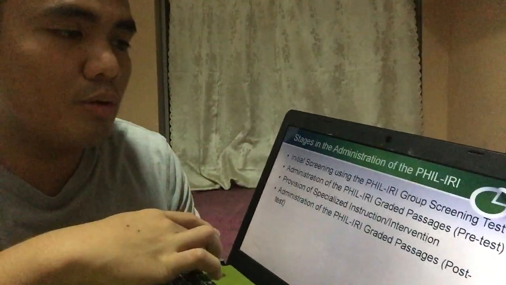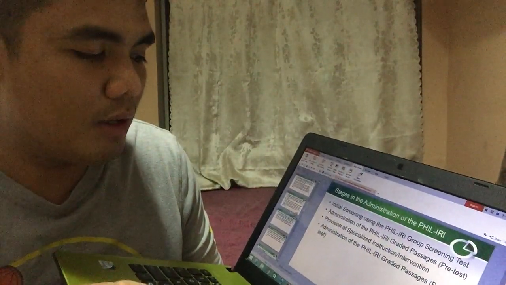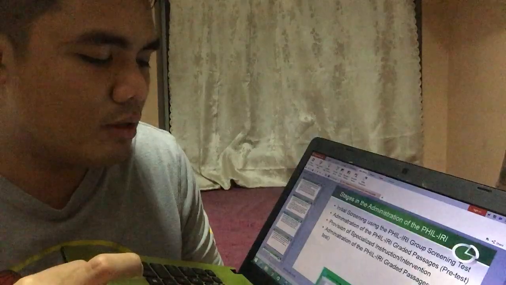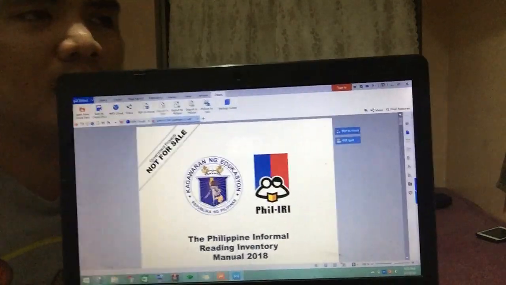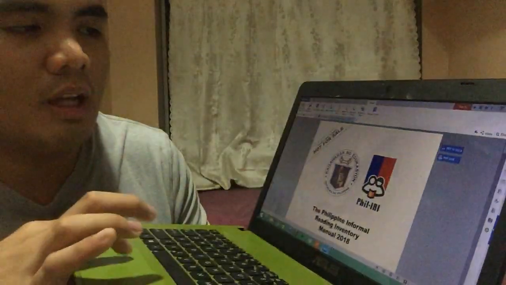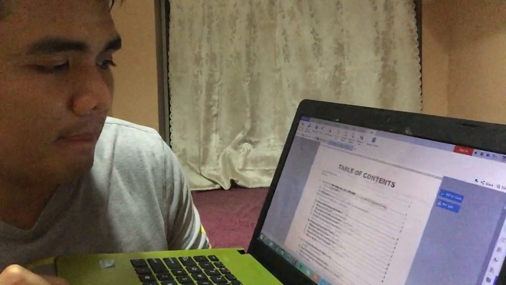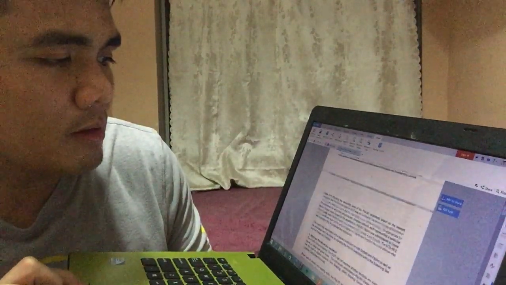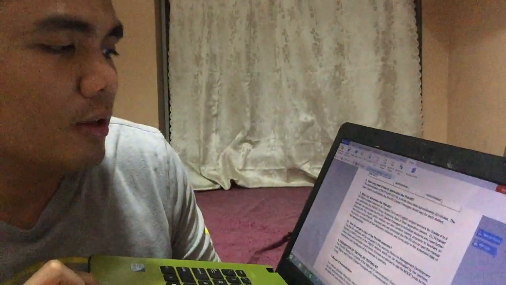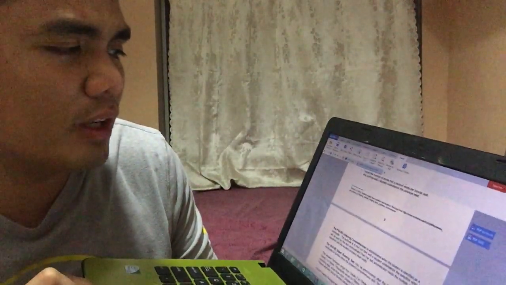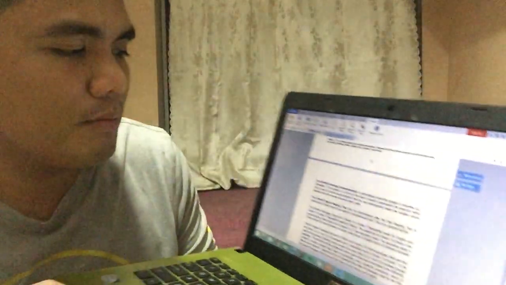I will be having here a certain chart, because this one is what you call the reference. For the reference, I have this manual. This is the Philippine Informal Reading Inventory Manual that is currently 2018. What I have in here, let me find it myself. Actually, I just got it here. Most of the content that you can find in here are in this reference.